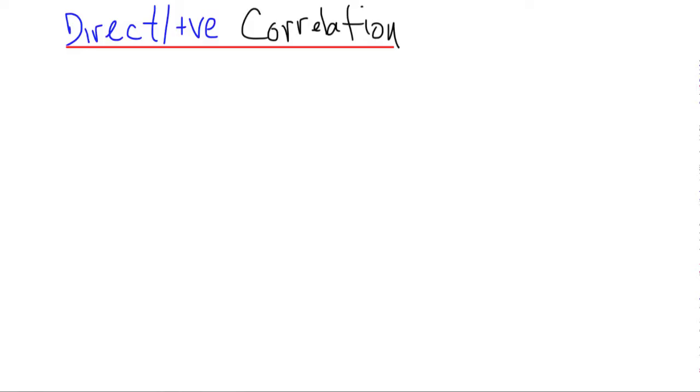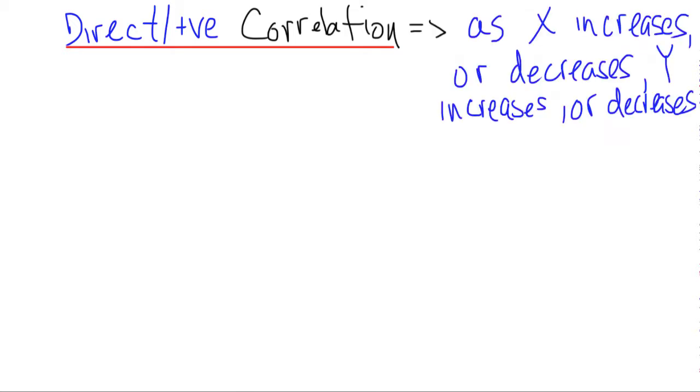There are three direct or positive correlation functions that we will consider. Recall, in a direct or positive correlation, as x increases, it causes y to increase, or as x decreases, it causes y to decrease. To make it easier to understand, I'll be using some number examples to show you the three functions.